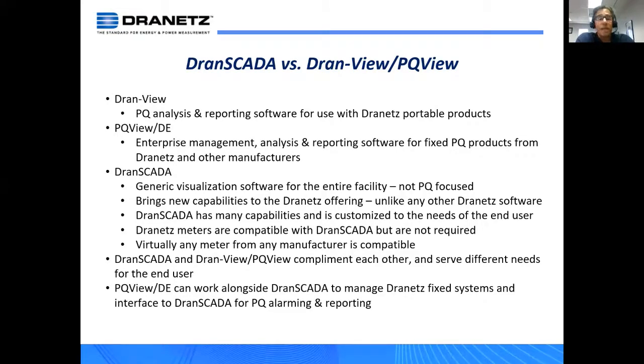Well, DranSCADA is that generic visualization software for the entire facility and is not PQ focused. It brings new capabilities to the Dranits offering, unlike any other Dranits software. So this is complementary to the other software. It does not replace the other software. So DranSCADA has many capabilities and is customized to the needs of the end user.